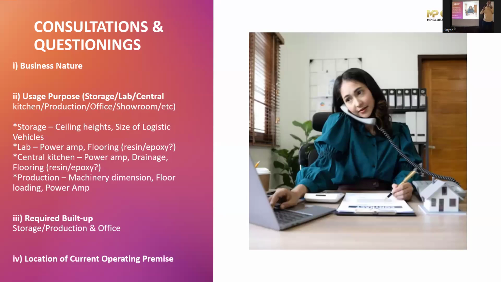First of all, whenever the tenant contacted you, they want to rent a line, make sure to ask them what is their business nature. That's the first question to ask them. Next, what is the usage purpose of the factory they are looking to rent or buy? For example, storage, lab, central kitchen, production, office, showroom, etc.